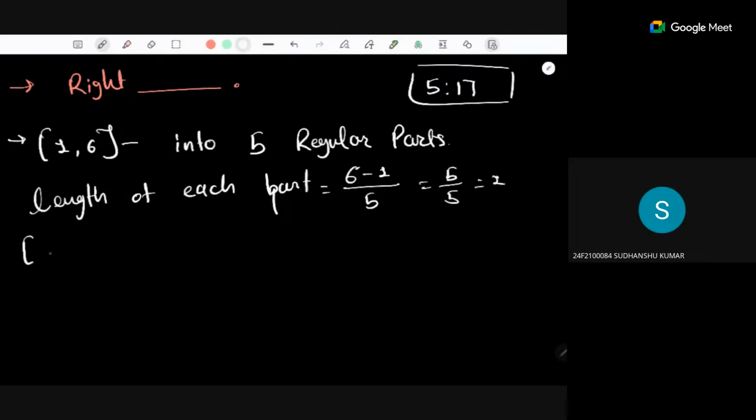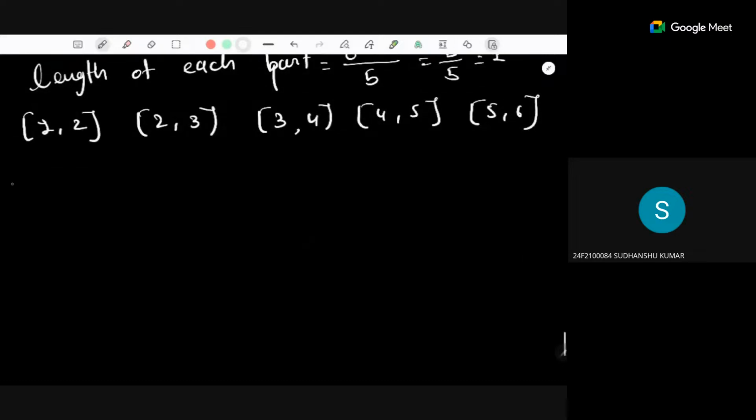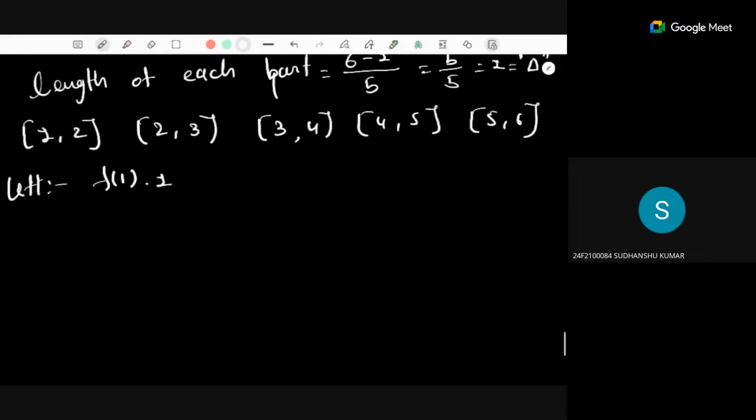So what will be those subintervals? 1 to 2, then 2 to 3, 3 to 4, 4 to 5, and 5 to 6. So now these are our subintervals. Now what will be the left Riemann sum? Left Riemann sum says take the left endpoint of each subinterval. So that means f of 1 into 1. Here the value of del will become 1. Whatever the length of each subinterval is, that is the value of del. So here the value of del is nothing but 1.